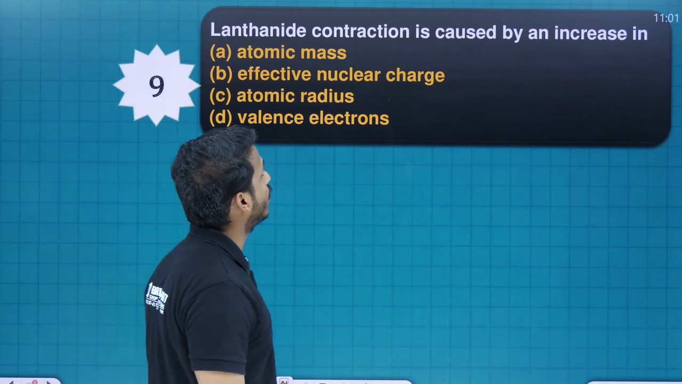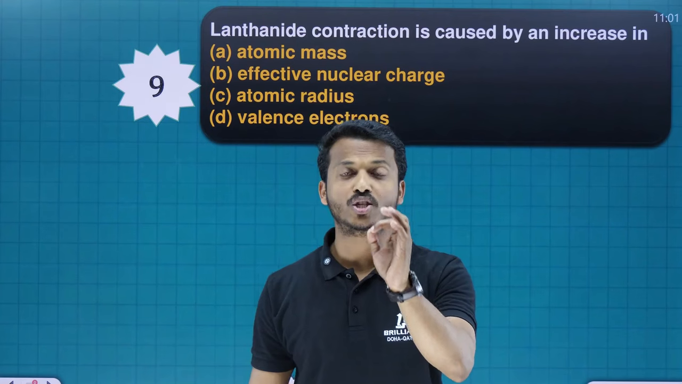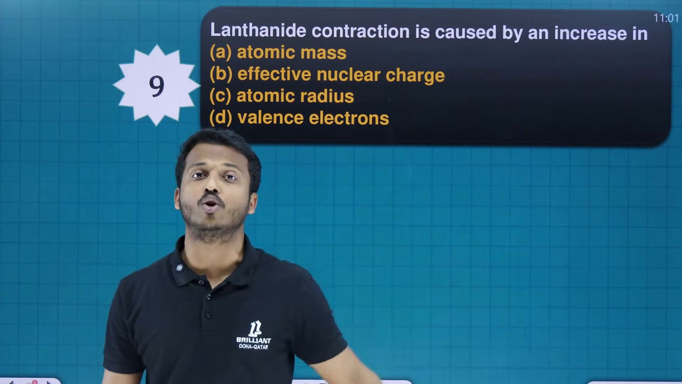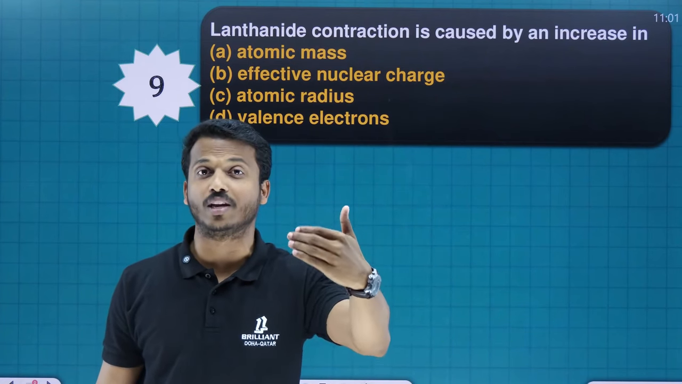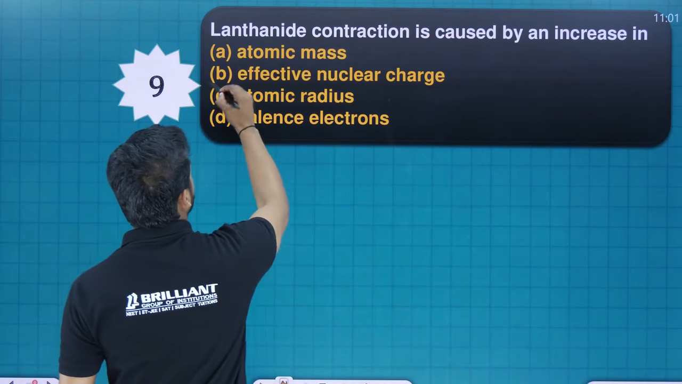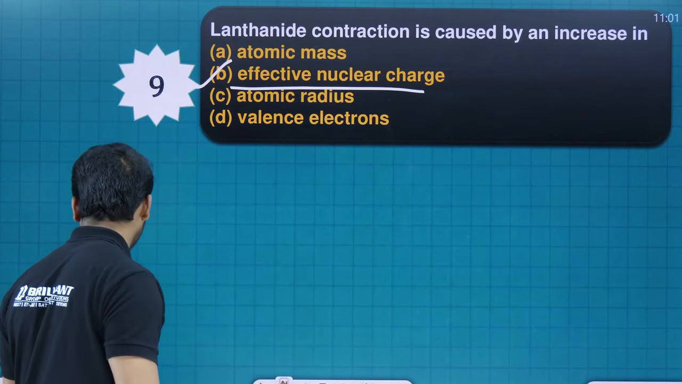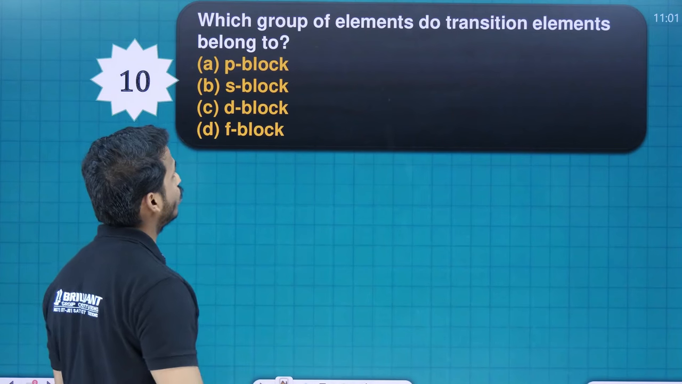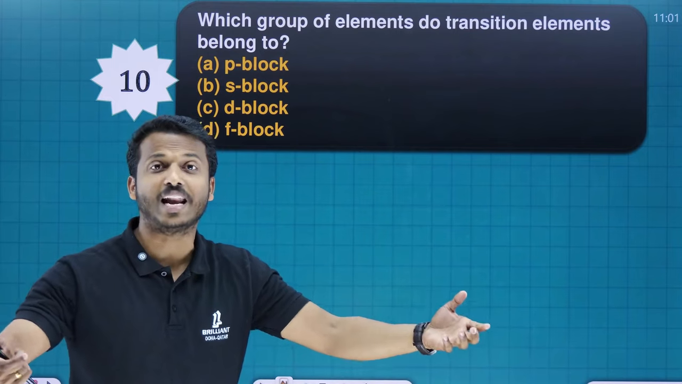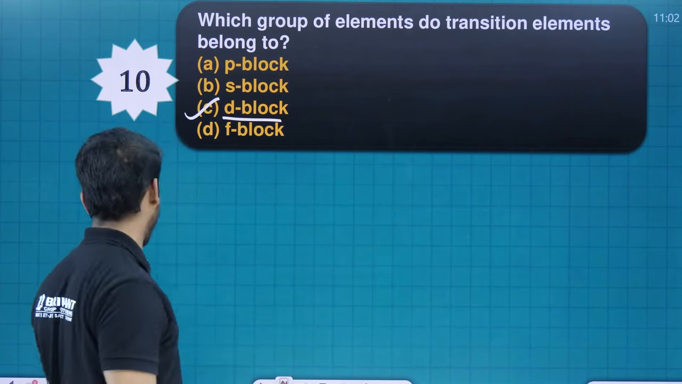Now, lanthanide contraction is caused by an increase in, what is lanthanide contraction? It is a steady but slow decrease in atomic size along the lanthanide series with increase in atomic number due to increase in effective nuclear charge. So, lanthanide contraction is caused because of what? Effective nuclear charge. Now, which group of elements do transition elements belong? Simple question. Transition elements belong to d block elements.